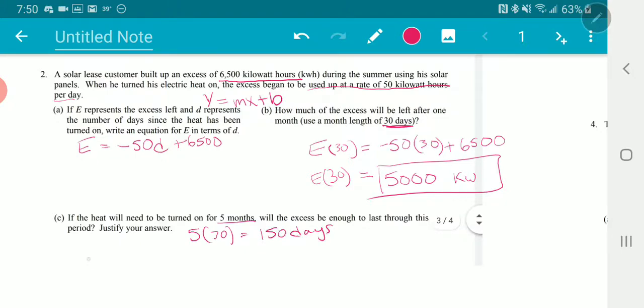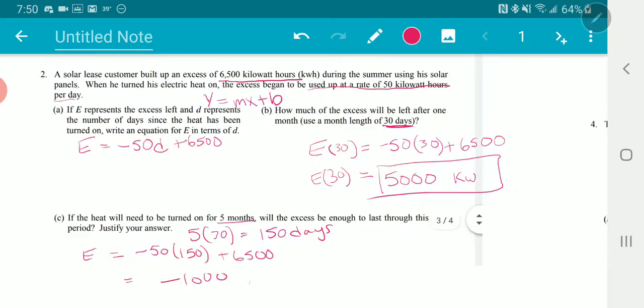All right, so I've got my equation, E. I'm going to plug in for D. Negative 50 times 150 plus 6,500. When I solve that, I should get a negative number.